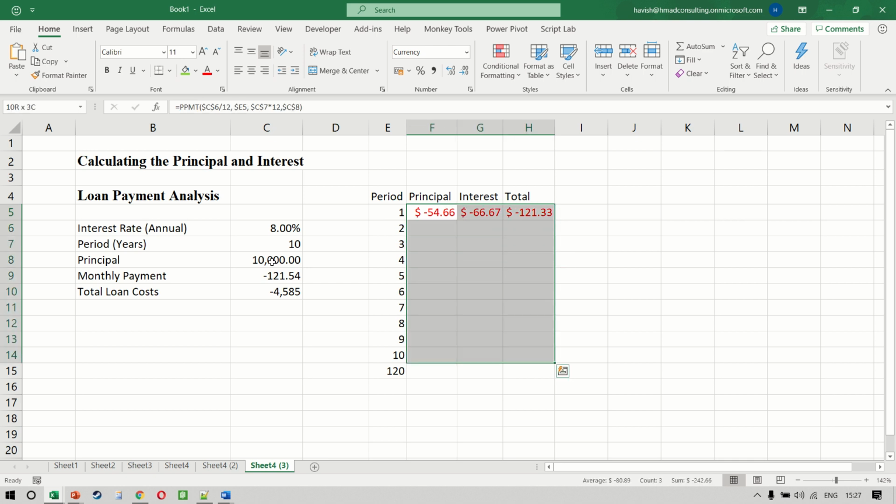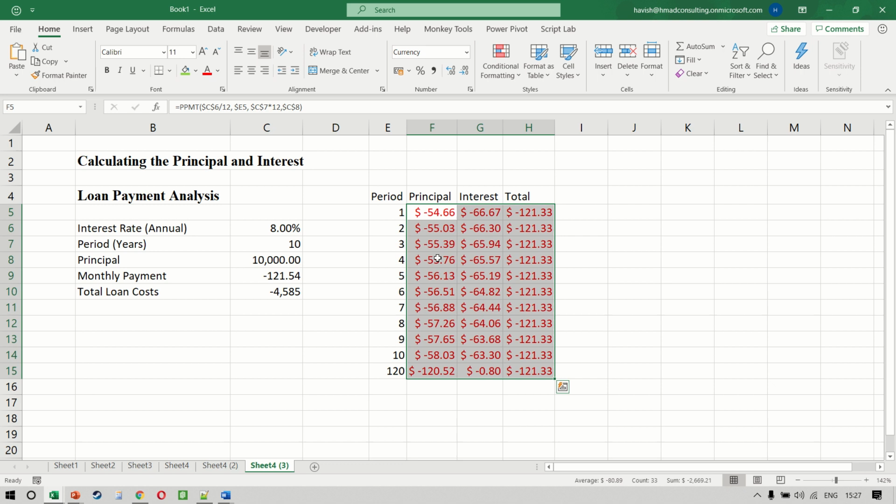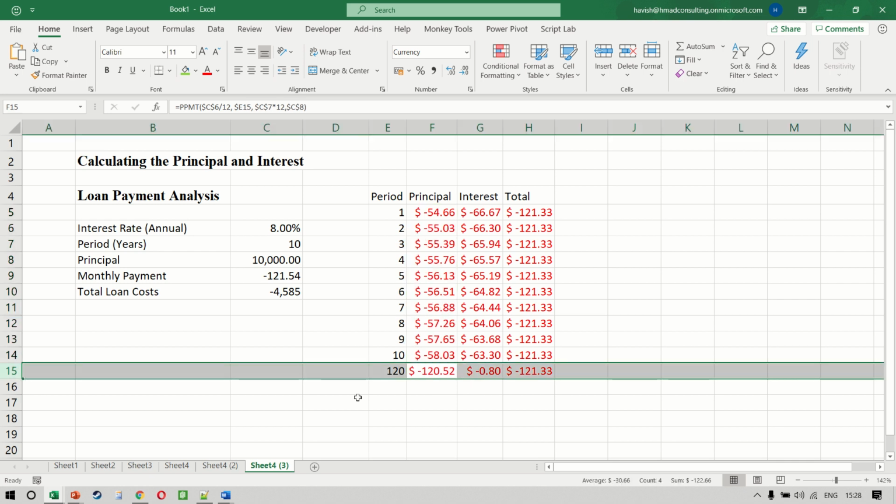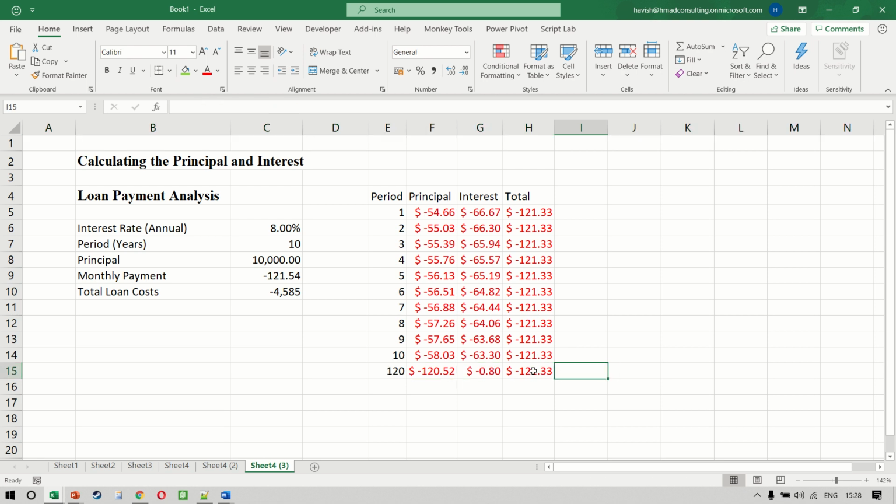And if we copy this formula right till the end, you notice that the principal amount is this, and the interest, as you can see, is front loaded. That means that the interest amount is higher in the beginning and it keeps on reducing over the period. On the other hand, the principal amount is smaller in the beginning and it keeps on increasing towards the end. So the final payment that I make on the 10th year will actually have a principal of 120 and an interest of 0, and the total would be 121.